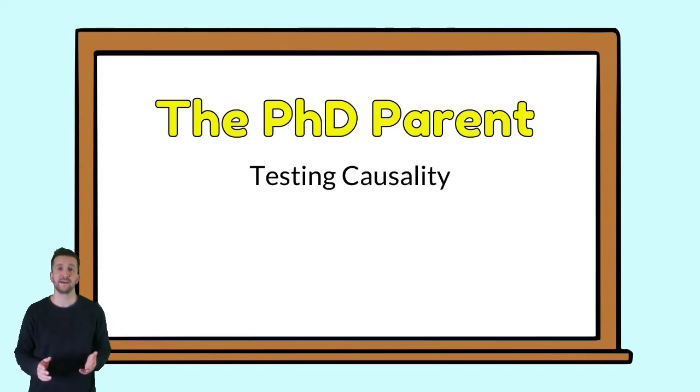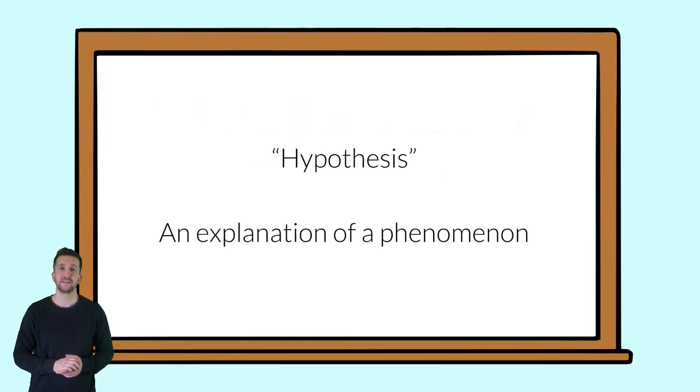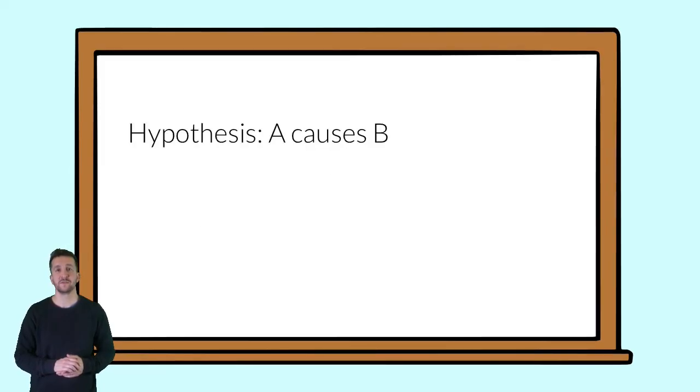But before I get started, in case you're not familiar with the term hypothesis, a hypothesis is an explanation of a phenomenon. For example, you could have the phenomenon that some kids are more anxious than others. And you could have the hypothesis or explanation that this variation in anxiety is caused by overprotective parenting practices. But for the moment, suppose that you have the hypothesis simply that A causes B. How do you work out whether this hypothesis is correct?